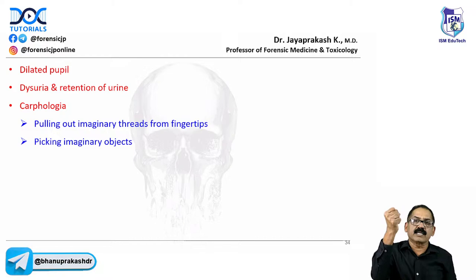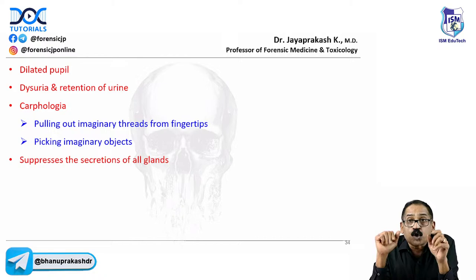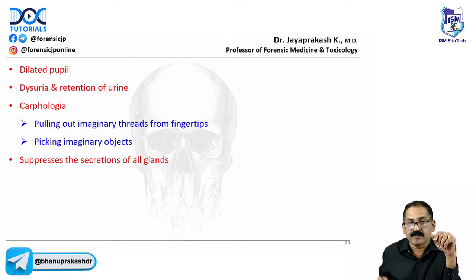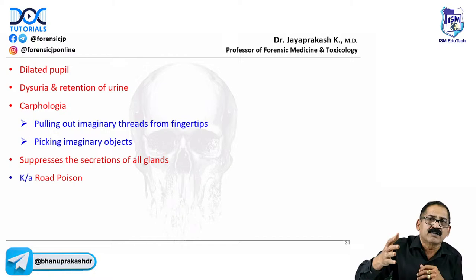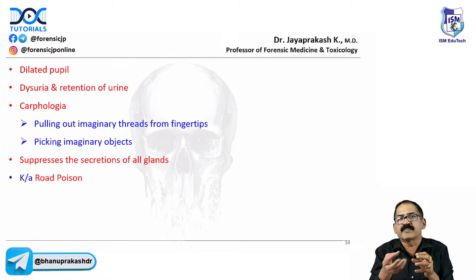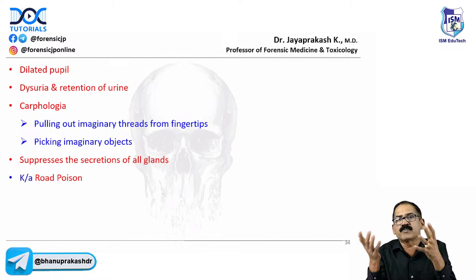I told, the action is opposite to organophosphorus, suppressing the secretion of all the glands. It does not mean that you should give Datura as an antidote for organophosphorus or vice versa. It is also known as road poison because when you go on a long journey in a train or bus, some people make friendship, they offer you some eatables. They give paan containing Datura seeds. Once you consume it, you may become delirious, comatose, and they rob everything from you. So it is sometimes known as road poison or rail poison.